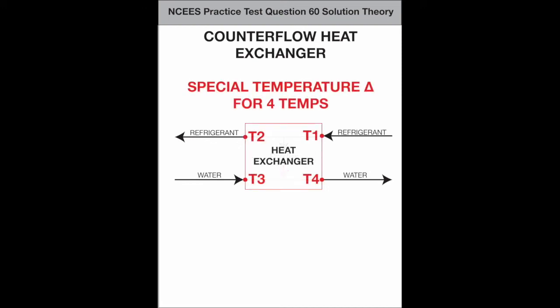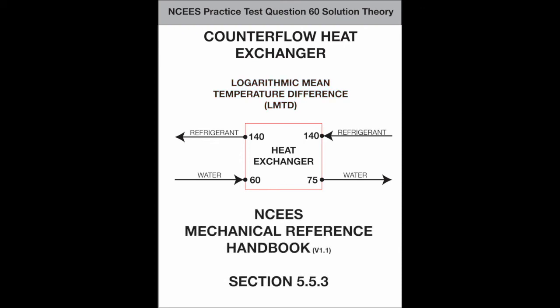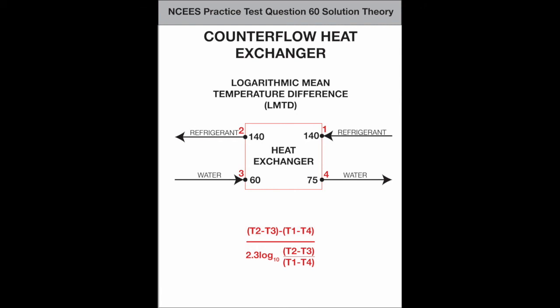The only remaining option critical thought leaves is to consider that there's a special temperature delta for heat exchangers. But it's something that must be looked up. It's called the logarithmic mean temperature difference, LMTD. Find it in the NCEES Mechanical Reference Handbook in Section 5.5.3. Now, while this formula was derived from critical thought by the HVAC engineering community, it's highly unlikely that you'd think to yourself, if I need to find the temperature delta of this heat exchanger, the best bet is to consider a logarithmic mean of the 4 fluid streams.